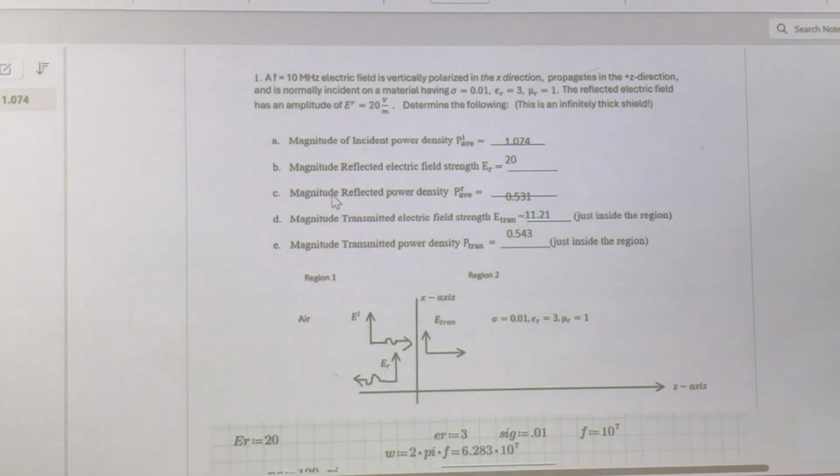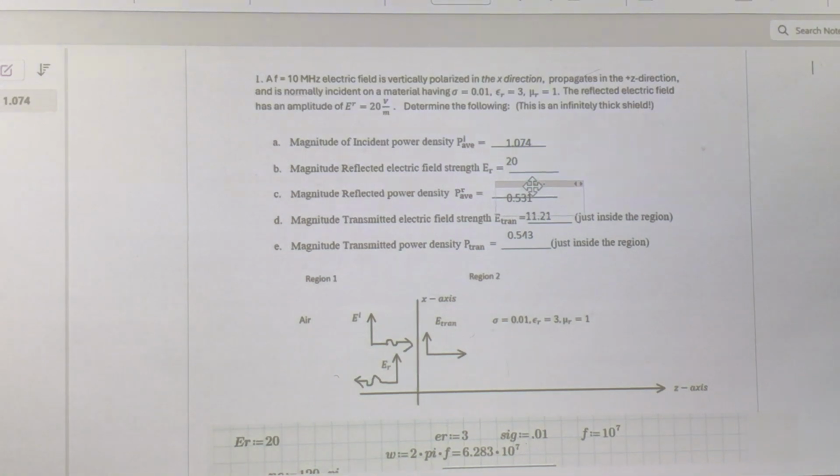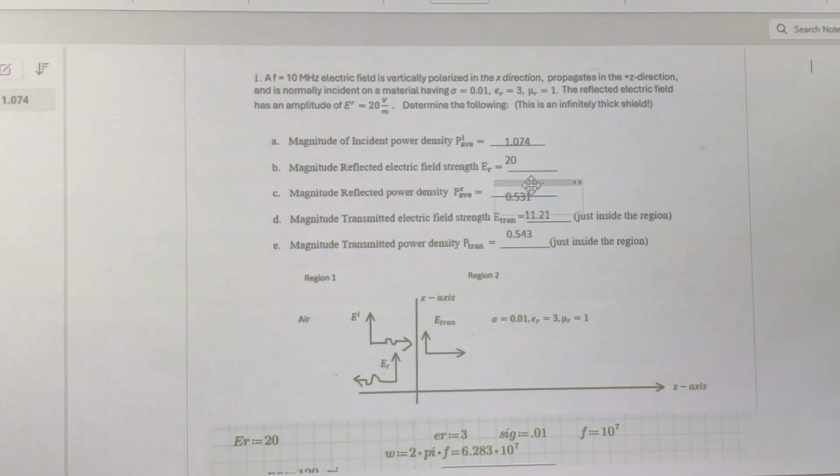All right, so then the magnitude of the reflected power. Now this is reflected, that's in region 1. Magnitude of the reflected power is just 1/2 magnitude of the reflected field, which is given, squared, divided by eta naught. And that's the value.